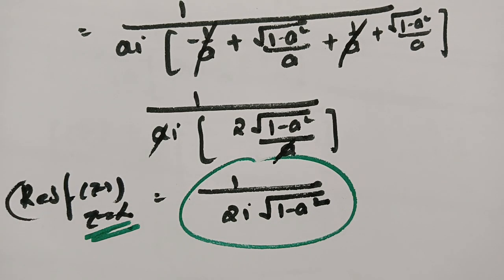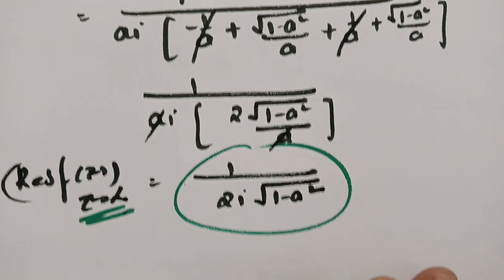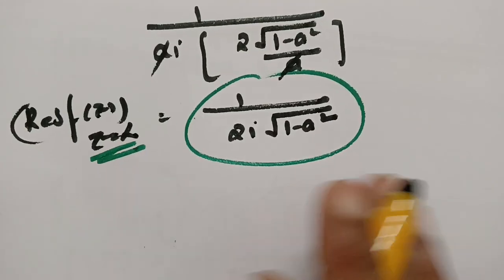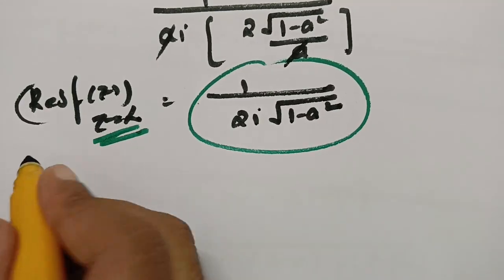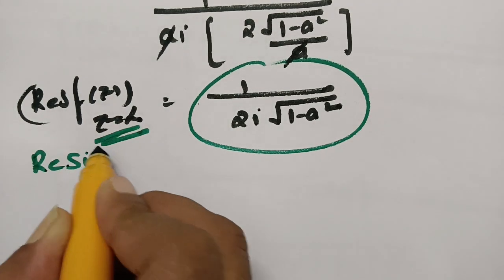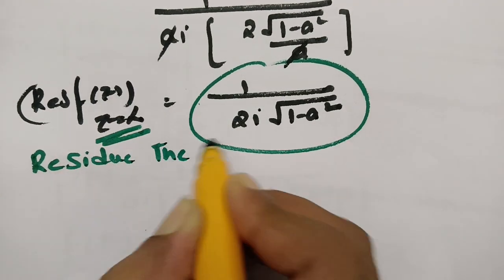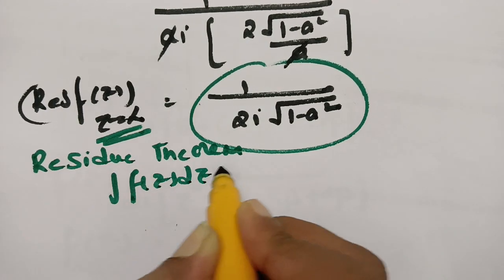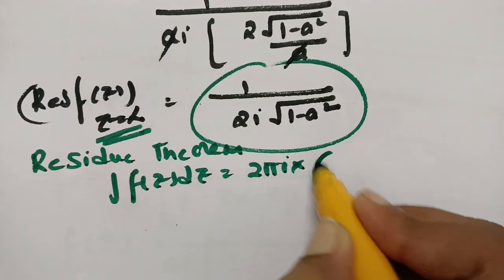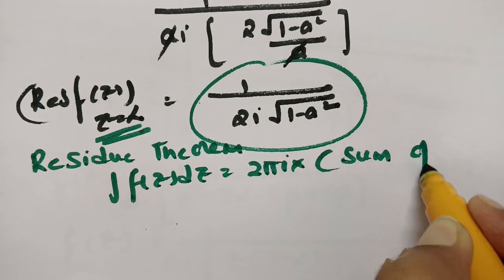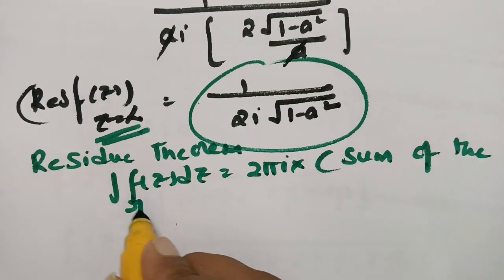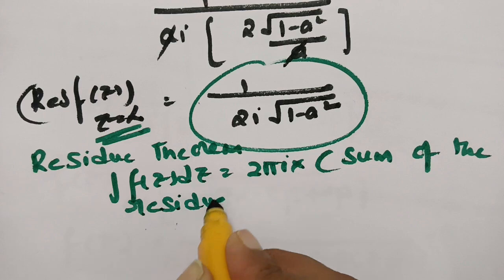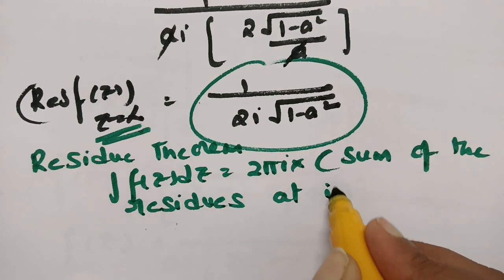And now again we have to apply Cauchy's residue theorem. The residue theorem states that the integral of f of z dz is nothing but 2 pi i into the sum of the residues at interior poles.